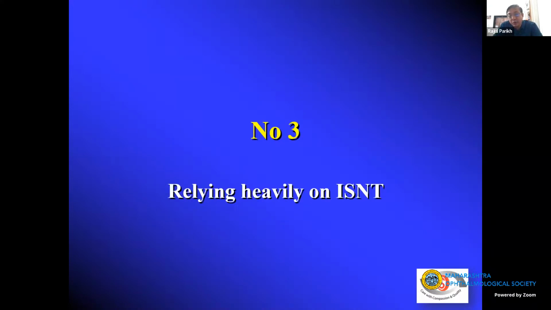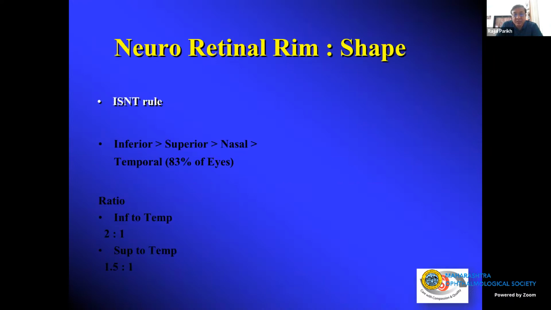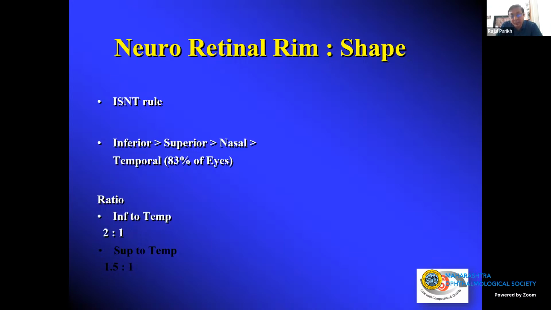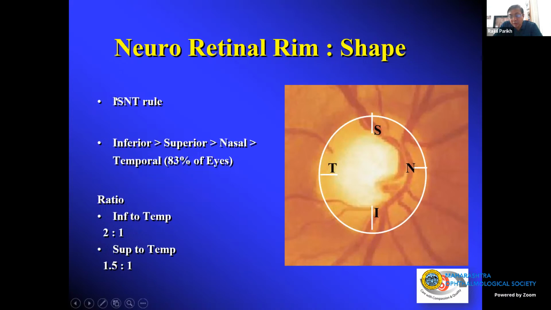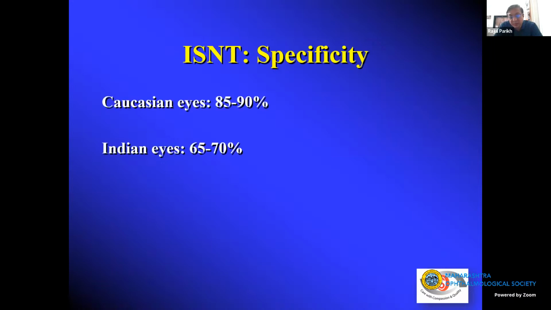Third, we rely heavily on the ISNT rule. What is the ISNT rule? The ISNT rule says that the inferior rim is thicker than the superior rim, which is thicker than the nasal rim, which is thicker than the temporal rim. So inferior is thicker than superior, which is thicker than nasal, and temporal is thinnest. In the normal population most eyes will follow this rule, but if you look at the data, in Caucasian eyes the specificity, that means the chance of a normal eye having the ISNT rule, is approximately 85%. But in Indian eyes, the optic discs are different, and most of the data suggests the specificity is 65 to 70%. So some normal eyes may not follow the ISNT rule.